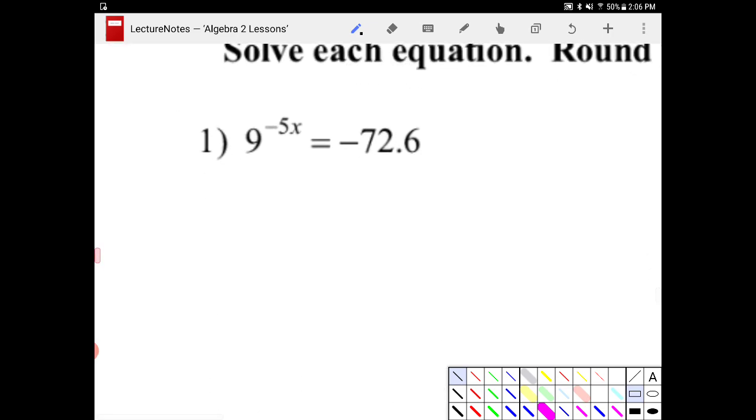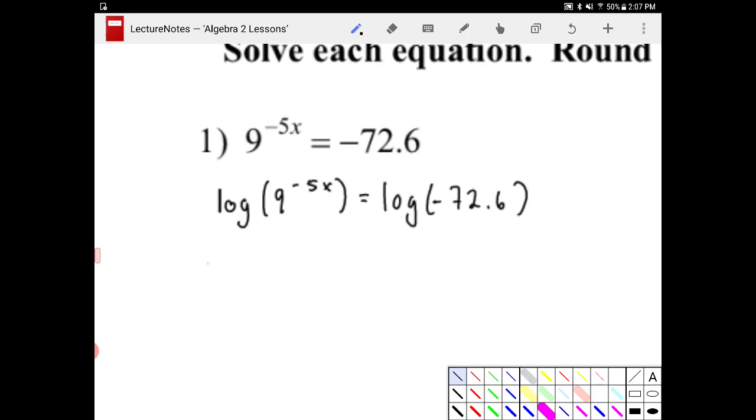All right, let's take a look at this guy. So what I have here is 9 to the negative 5x is equal to negative 72.6. If I attempt to do the same thing and go through this process, I take the log of both sides, remember? Log of 9 to the negative 5x and log of negative 72.6. The negative 5x comes out in front because of the power rule. I end up with something like this.